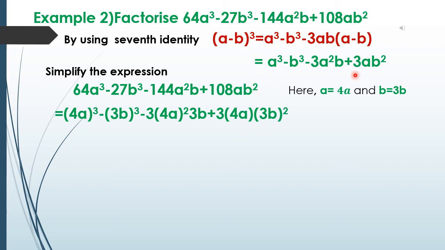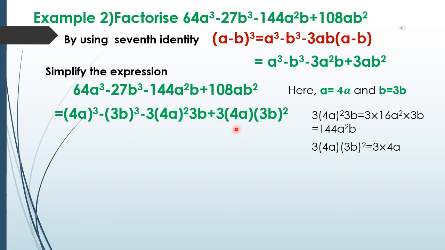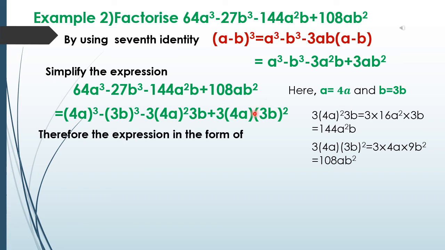3 into (4a) whole square into 3b is equal to 3 into 16a square into 3b is equal to 144a square b. This one. 3 into 4a into (3b) whole square is equal to 3 into 4a into 9b square is equal to 108ab square. This one. Therefore, the expression is in the form (a minus b) whole cube. That is (4a minus 3b) whole cube.